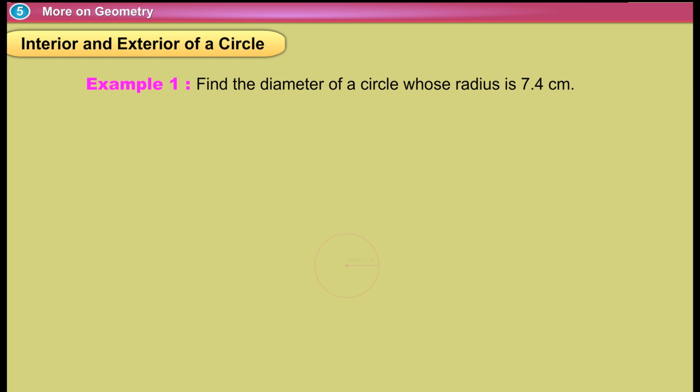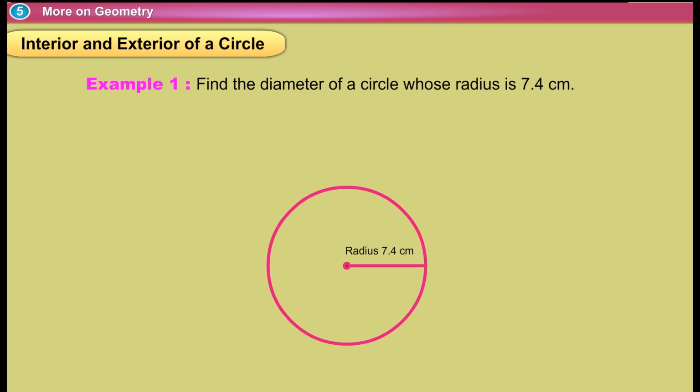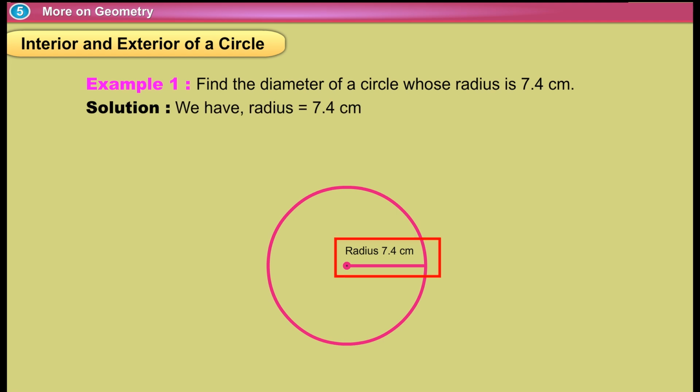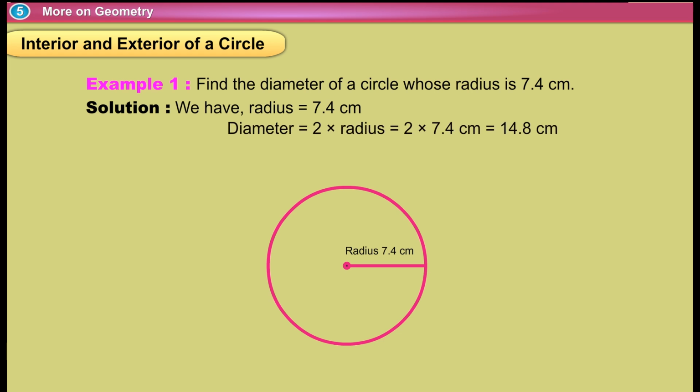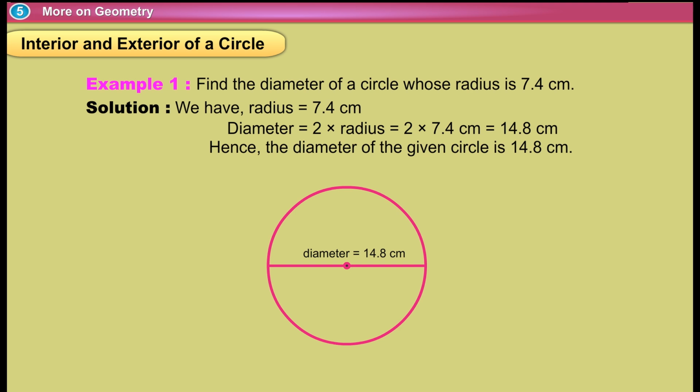Example 1. Find the diameter of a circle whose radius is 7.4 centimeters. Solution. We have radius is equal to 7.4 centimeters. Diameter is equal to 2 times radius is equal to 2 by 7.4 centimeters is equal to 14.8 centimeters. Hence, the diameter of the given circle is 14.8 centimeters.